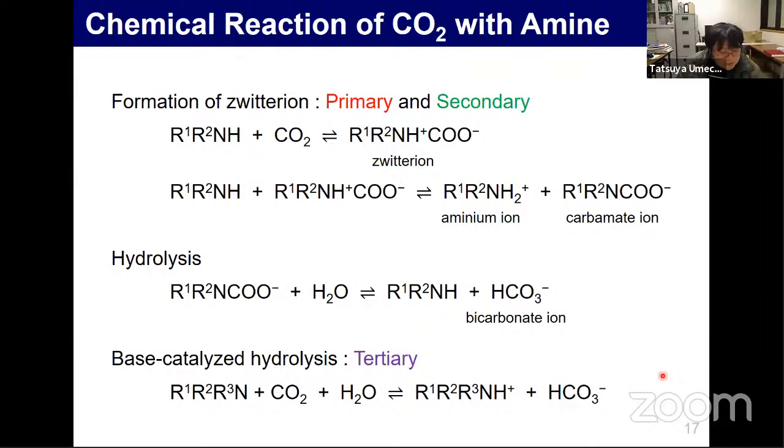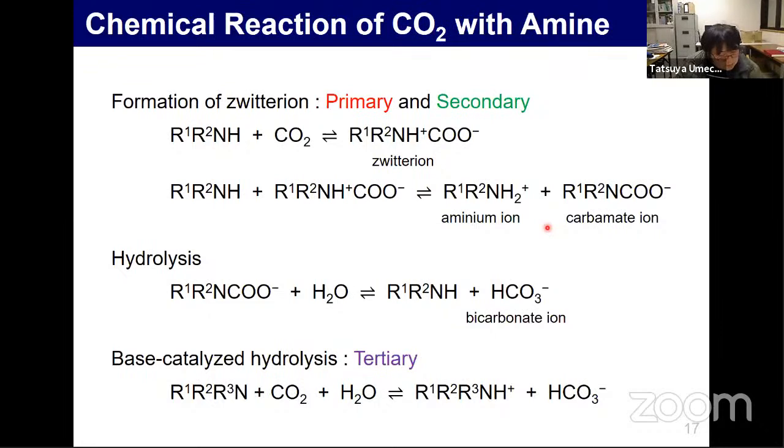The Zwitterion mechanism is a two-step reaction. In the case of primary and secondary amine, firstly, Zwitterion is formed by the reaction of carbon dioxide with amine. Then the Zwitterion reacts with alkanolamine to form aminium cation and carbamate anion.